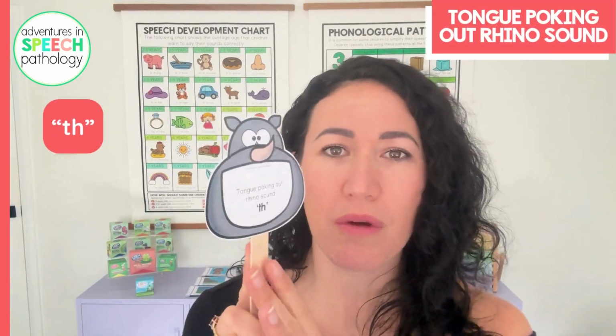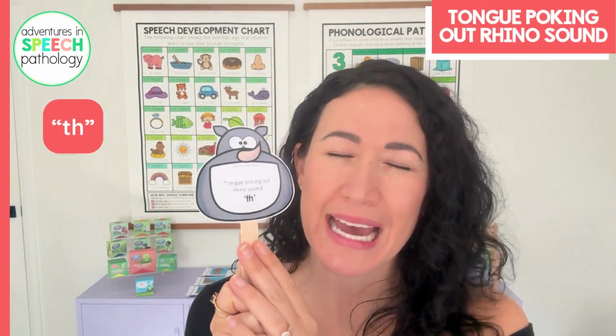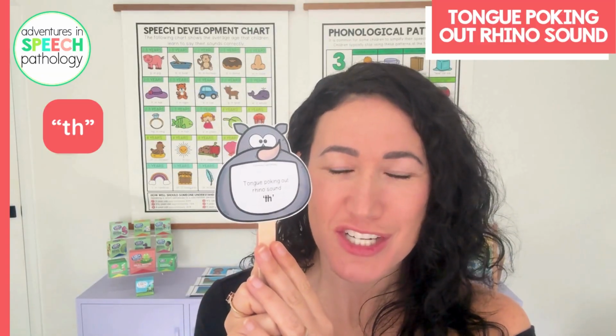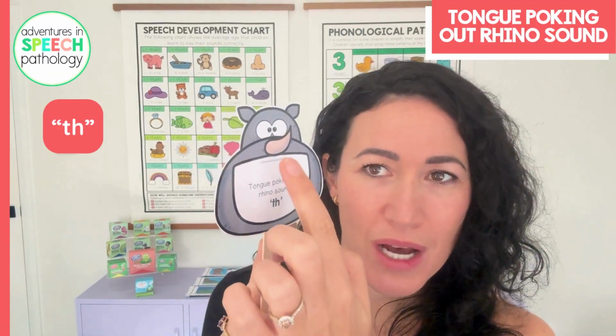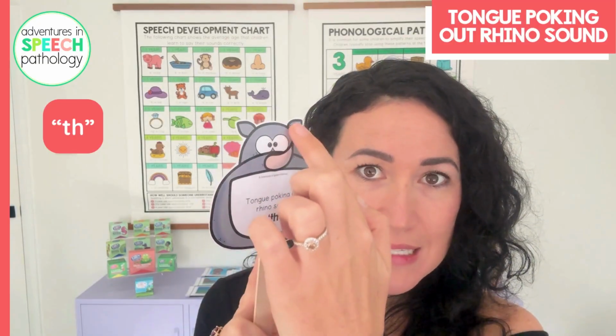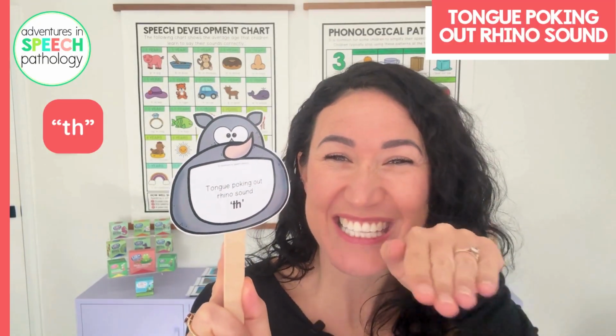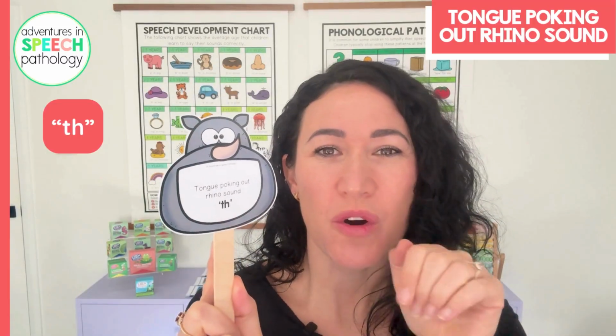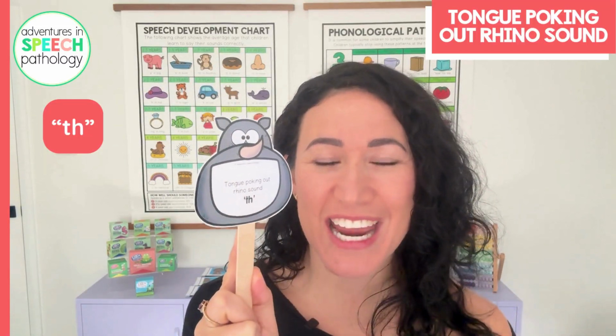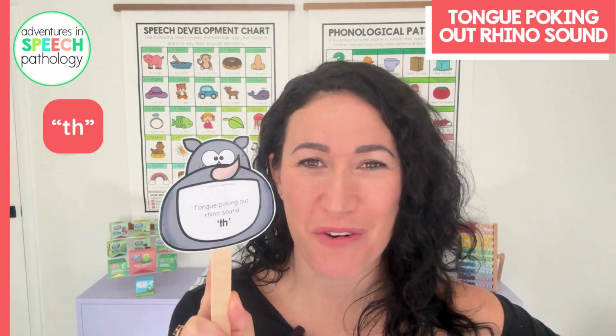Now, our last one here is our tongue poking out rhino sound. There were not many animals that started with TH. So what I liked about this and why we went with him is because you can see his little horn here. That's what the tongue has to do for TH. So he is a nice little cue to use for that.